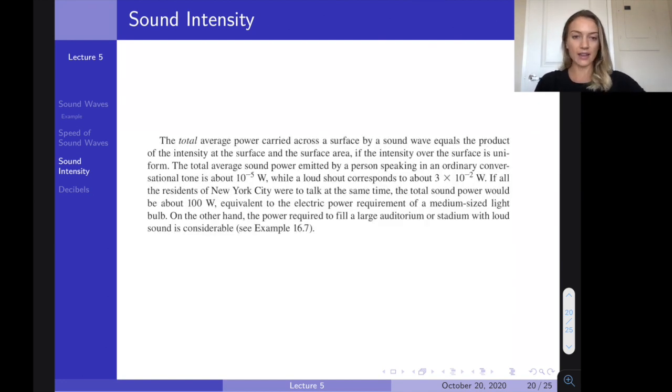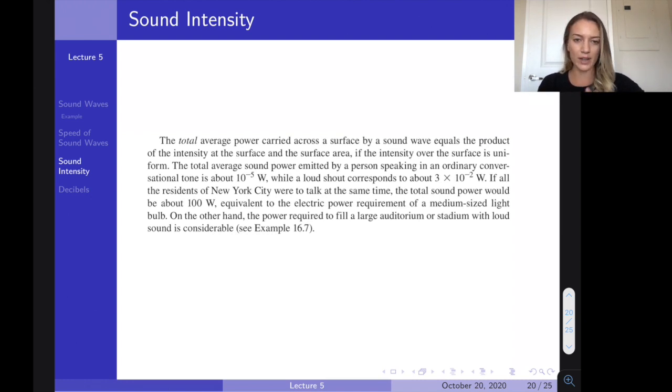And this here is just an excerpt from your book that I thought was interesting. So obviously we know that sound waves carry energy, right? Because we're talking about the intensity and the power output. So the average person, when they're speaking, outputs a power of about 10 to the negative 5 watts. So that's obviously very small, especially compared to a light bulb where you have like 100 watts. So sound doesn't really carry a whole lot of energy at normal conversational levels.